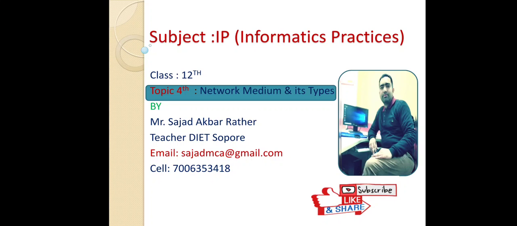Hope everybody is fine. The topic which we are going to discuss this time is network medium and its types. First, we will discuss the basic definition of the network medium. After that, we will discuss the types of network medium.